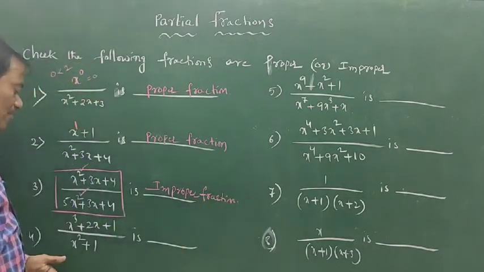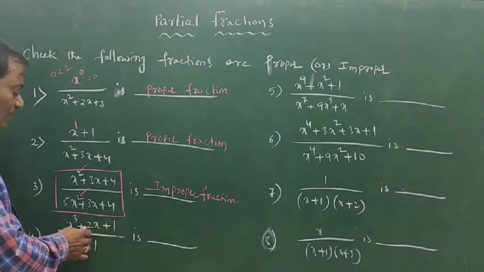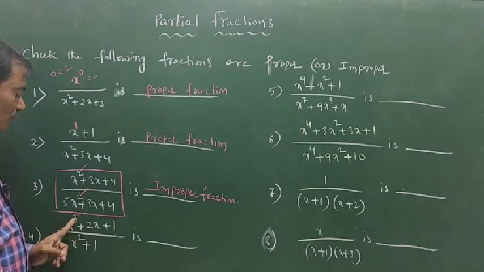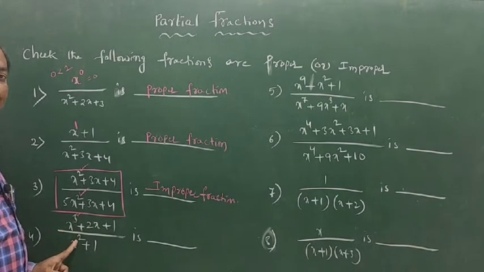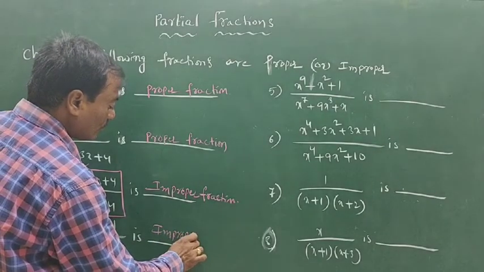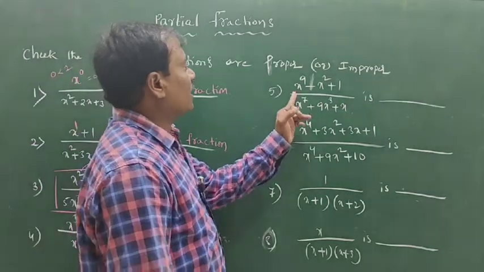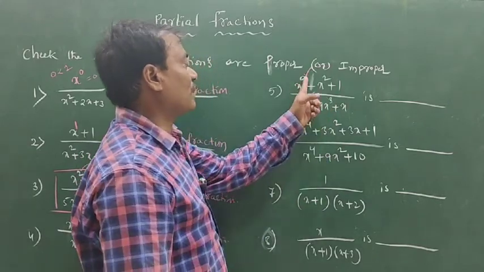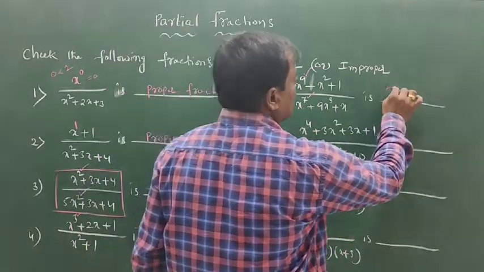And coming to this example, this is x cube plus 2x plus 1 by x square plus 1. The degree of f of x is 3 and the degree of g of x is 2. Therefore the degree of f of x is greater than the degree of g of x, so this is an improper fraction. Okay. Now here the degree of f of x is 9 and the degree of g of x is 7. So the degree of f of x is greater than the degree of g of x. Therefore this is an improper fraction.